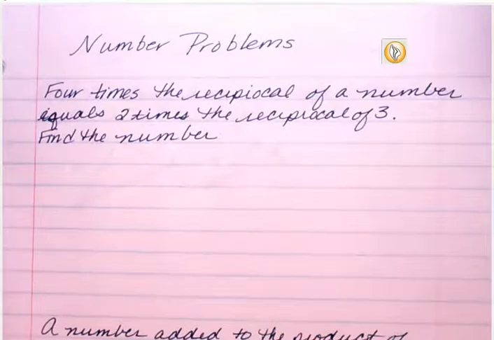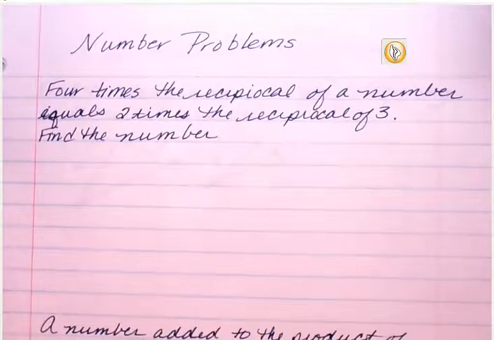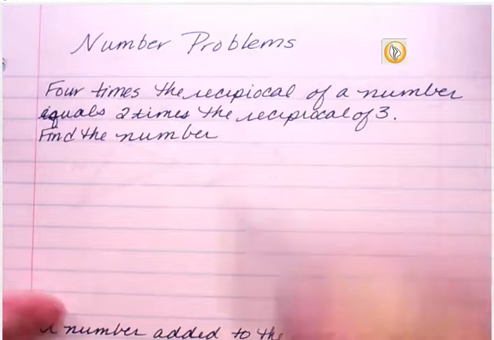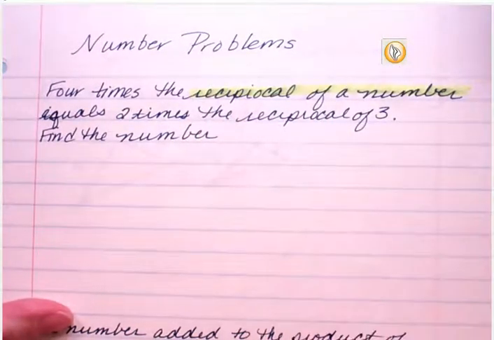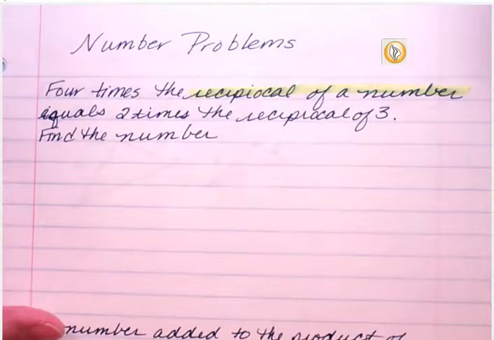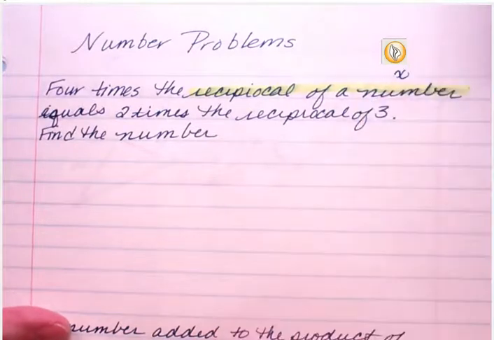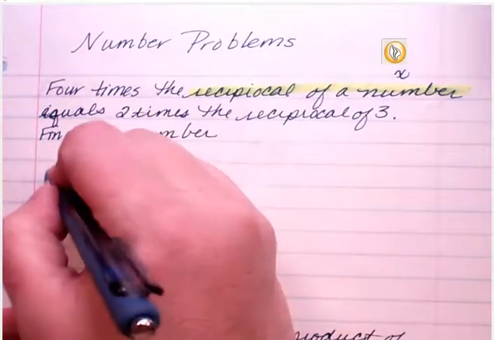So the first equation is 4 times the reciprocal of a number equals 2 times the reciprocal of 3. So when we look at this, it says 4 times the reciprocal of a number. So the reciprocal of a number tells me I'm going to be using the reciprocal of the number. It also tells me that I have to identify what my number is. So my number I don't know, that's going to be x. So x equals my number.